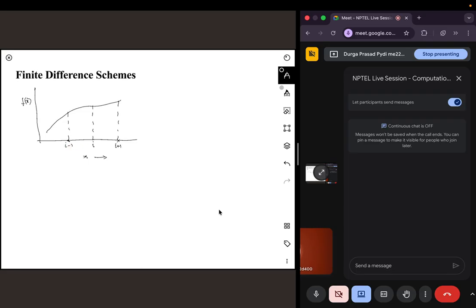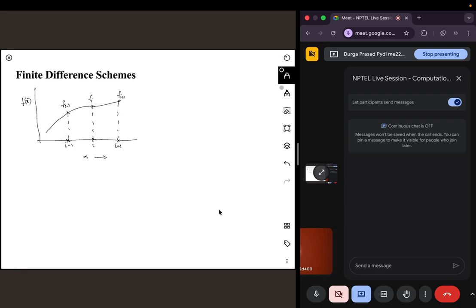So let's say these are my i minus 1, i, and i plus 1. So this first step is what we call the grid. Once we discretize our domain into several points, we get a grid, and once we have the grid, we try to find the values of the function at those grid points. These are, let's say, f_{i-1}, f_i, and f_{i+1}.